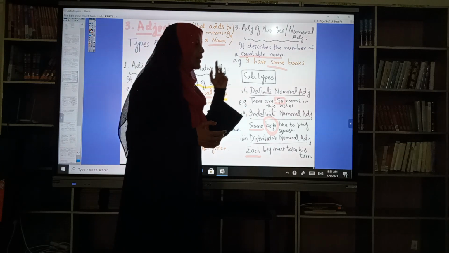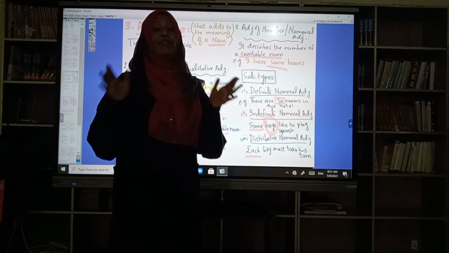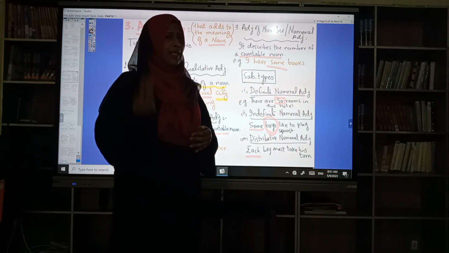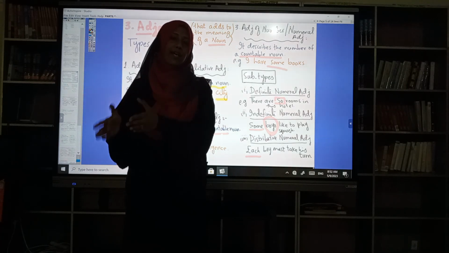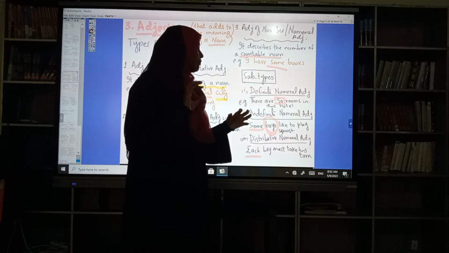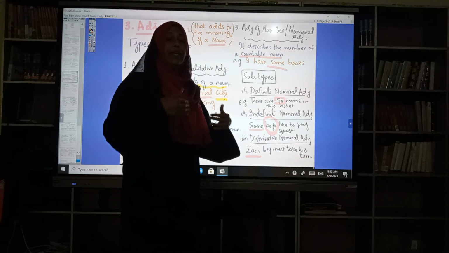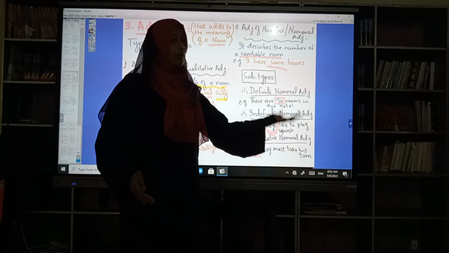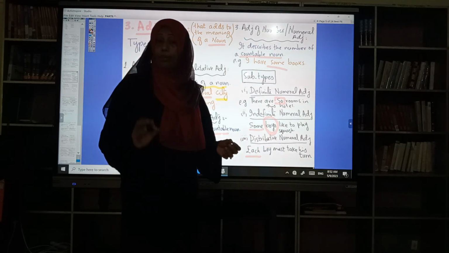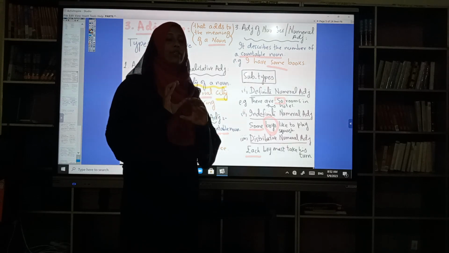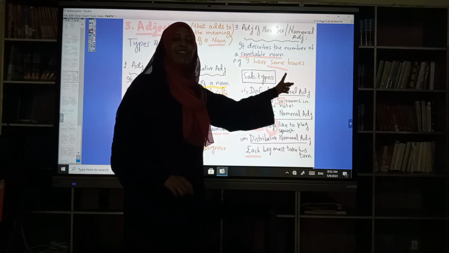Now comes the subtypes. Remember, adjective of number or numeral adjective has also subtypes. It has three subtypes. First one is definite numeral adjective. It basically shows the exact number. For example, if you say there are 50 rooms in this hotel, or you may say there are 100 pages in this book. So 100 is actually describing the exact number, and this is what you call definite numeral adjective.